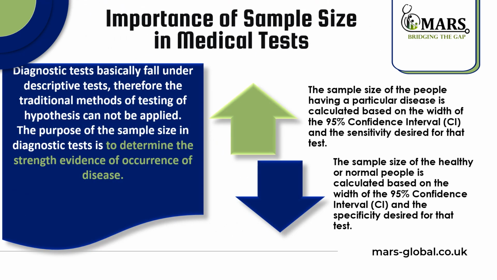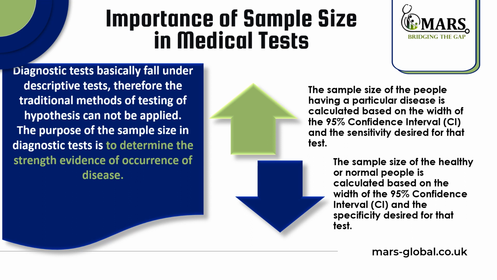So, what is the importance of sample size in medical tests? Diagnostic tests basically fall under descriptive studies, therefore, the traditional methods of testing of hypothesis cannot be applied to them. The purpose of the sample size in diagnostic tests is to determine the strength of evidence of occurrence of that particular disease. The sample size of the people having a particular disease is calculated based on the width of the 95% confidence interval and the sensitivity desired for that test. As earlier discussed, sensitivity is used to determine a disease in a person. Specificity, on the other hand, considers non-diseased persons.